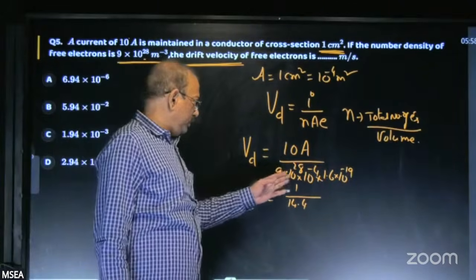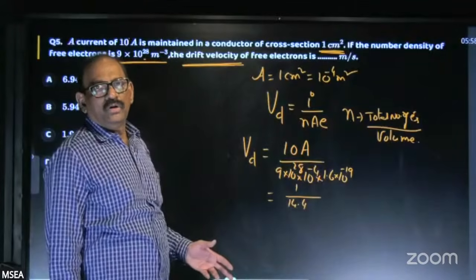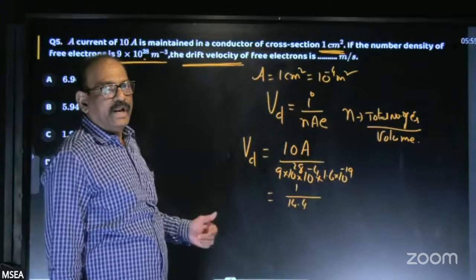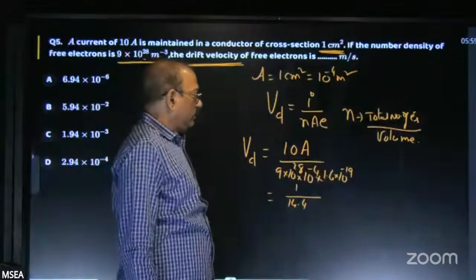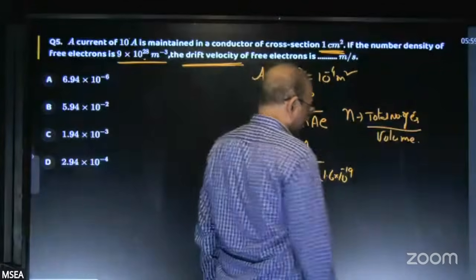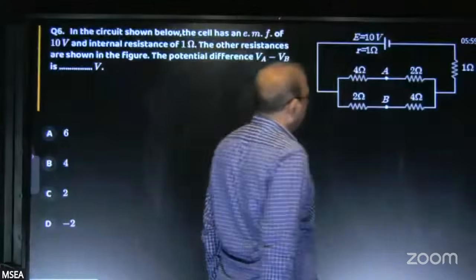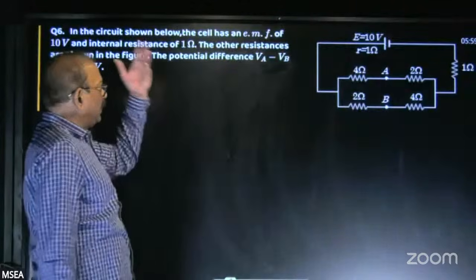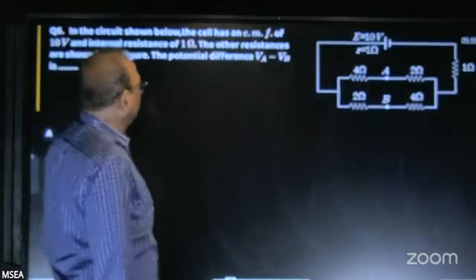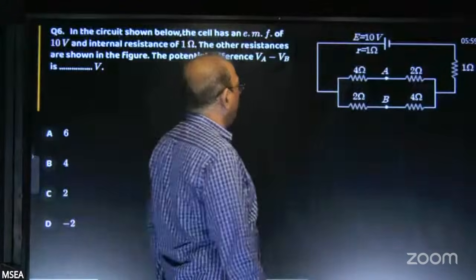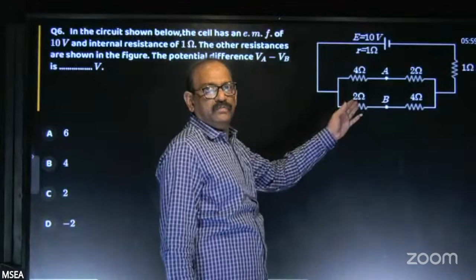Okay, simplification you have to do. You need practice, not me. This is a very important problem. I like this problem so much.